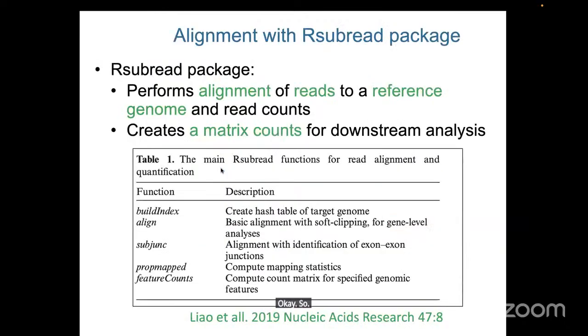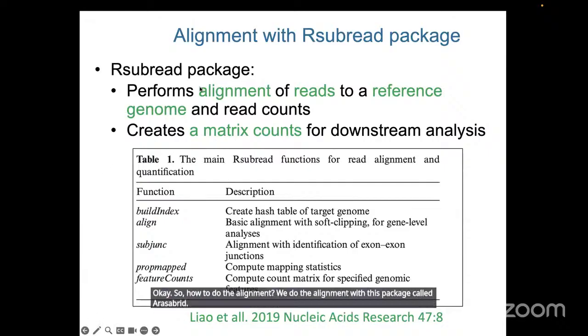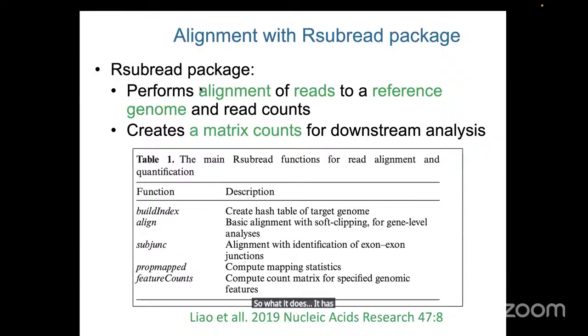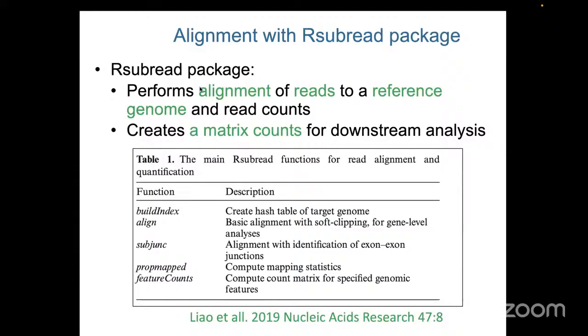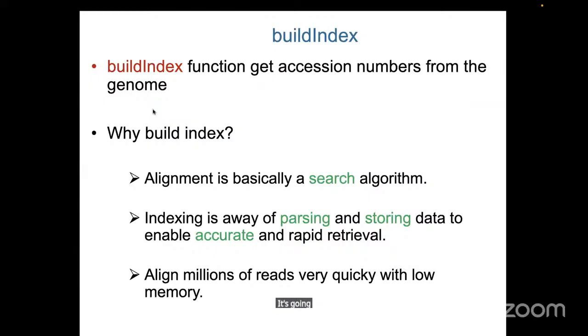So how do you do the alignment? We do the alignment with this package called Rsubread. It has some functions. One is called buildindex. Remember, when we watched the second video, that gentleman said you need to build an index. Building an index means you need to find exactly where in each genome to assign a coordinate. So the first thing it's going to do is build an index. Because when you're doing alignment, this is what happens.